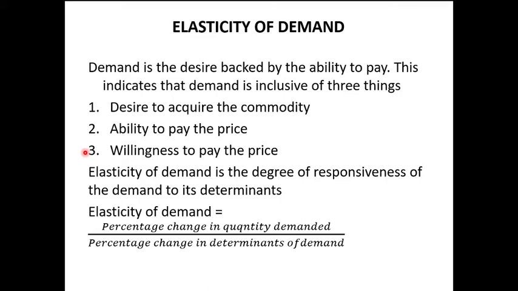Dear student, as we have studied, demand for a commodity means the desire for a commodity. It must be backed by these two things: one is ability to pay, another one is willingness to pay. So demand should include three aspects: one is desire, the second one is ability, and the third one is willingness to buy a commodity. So this is called demand.